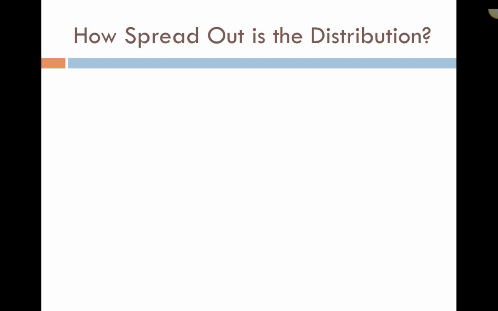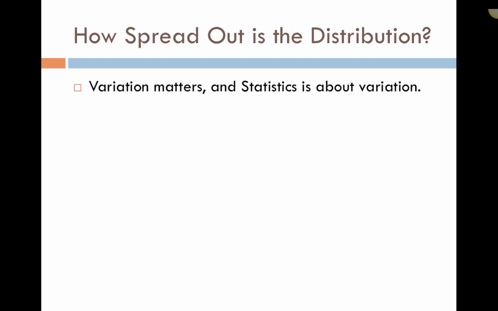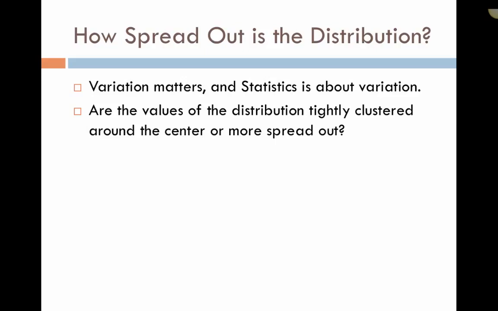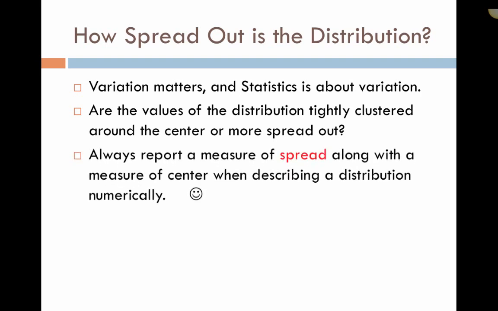With center, you always have to give a spread. So variation matters. Statistics is all about variation. We expect variation, we want variation. It's why we have statistics. So when we're looking at variation, we're looking to see, are the values of the distribution tightly clustered around the center, or are they more spread out? We always have to report a measure of spread along with a measure of center when describing the distribution.